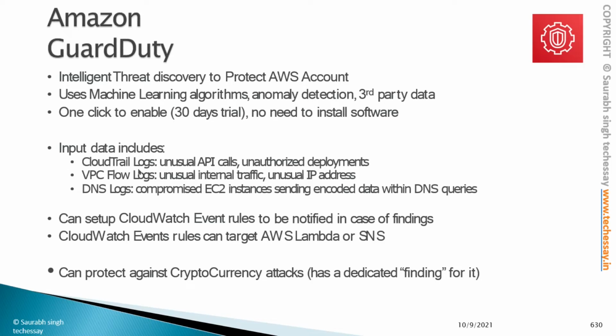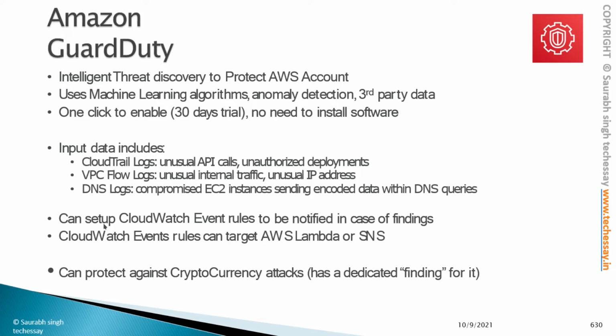Basically, input data may include CloudTrail logs, VPC flow logs, and DNS logs. For detecting unusual API calls or unauthorized deployments, we can use CloudTrail logs, and by analyzing VPC flow logs, we can detect unusual internet traffic and unusual IP addresses. By analyzing DNS logs, we can find compromised EC2 instances sending encoded data within DNS queries.